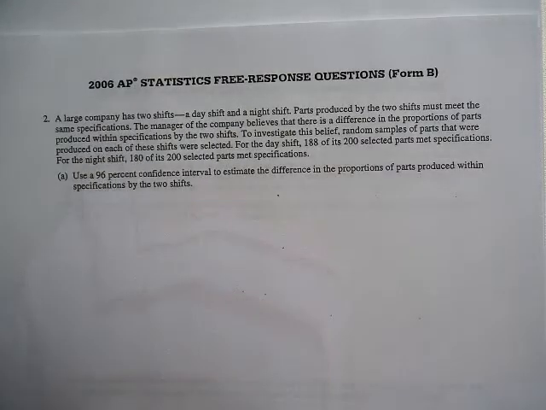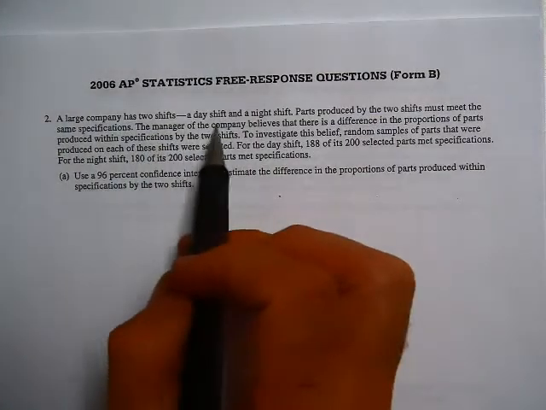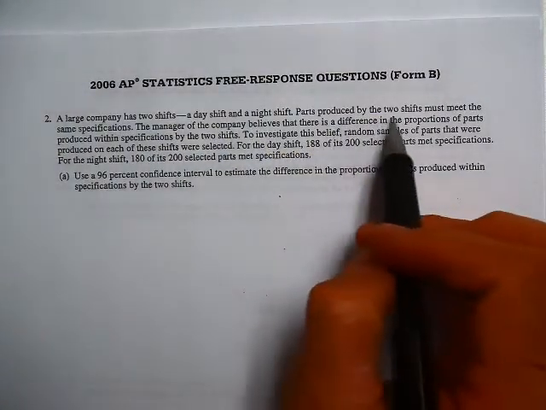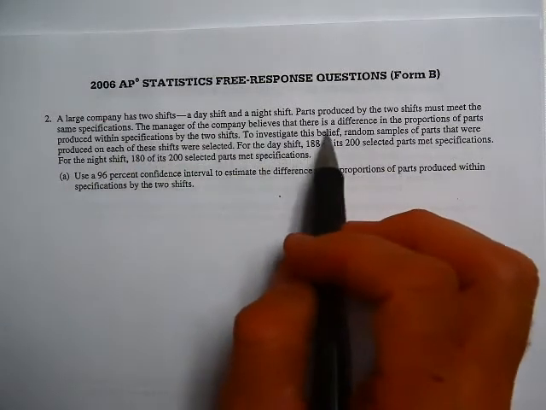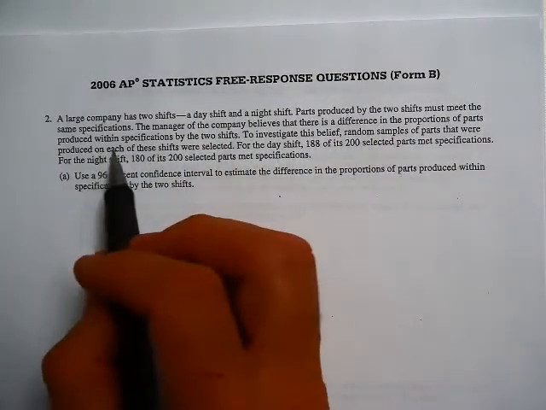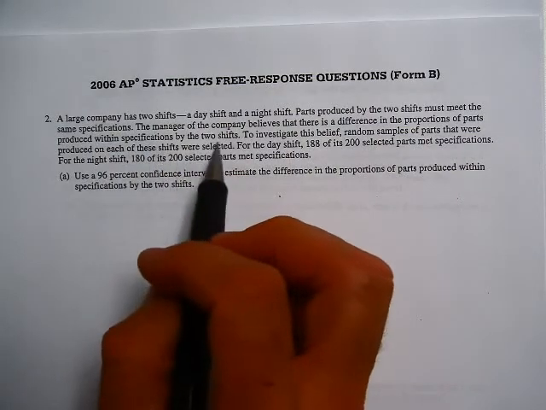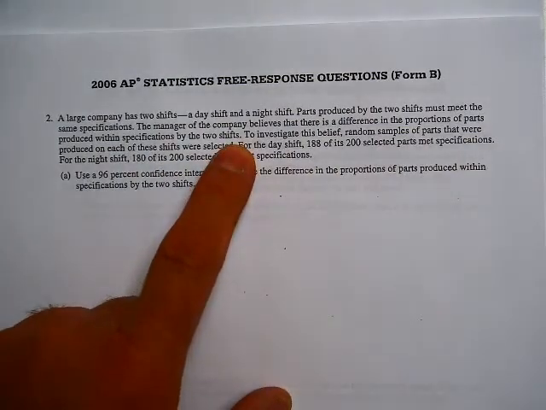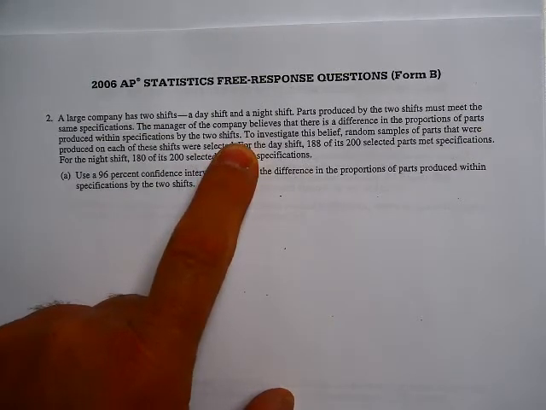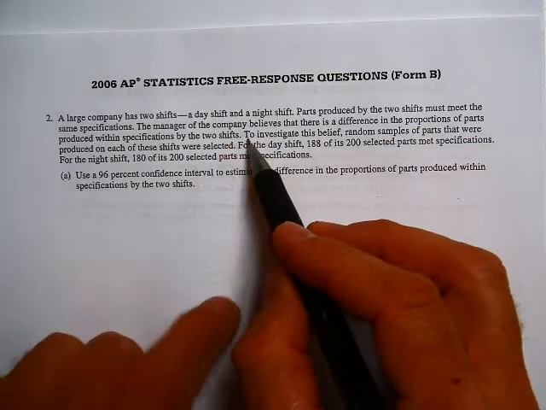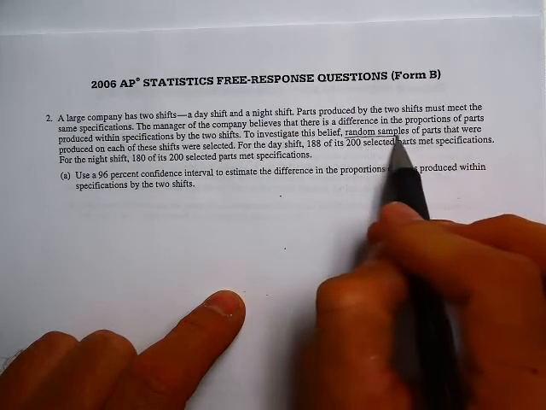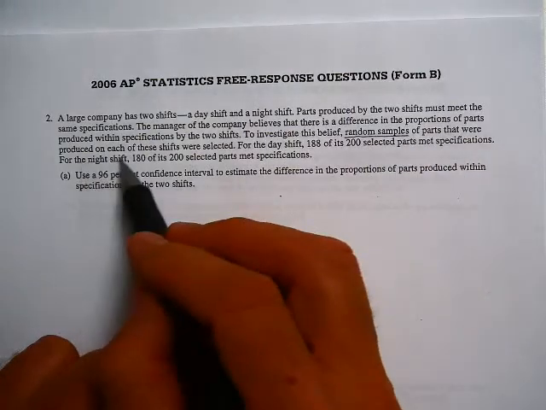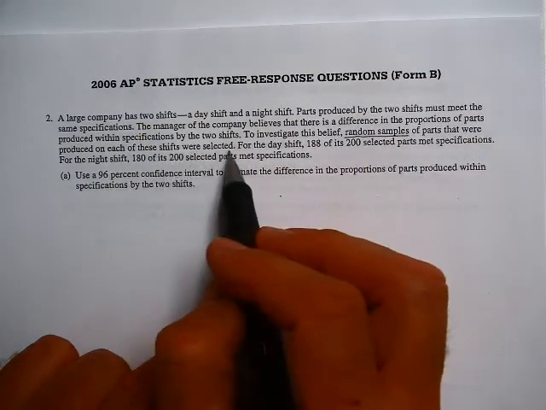So, a large company has two shifts, a day shift and a night shift. Parts produced by the two shifts must meet the same specifications. The manager of the company believes that there is a difference in the proportion of parts produced within specifications by the two shifts. So what that indicates to me is that there are some parts that have to be either remanufactured or tossed. So to investigate this belief, random samples of parts that were produced on each of these shifts were selected.